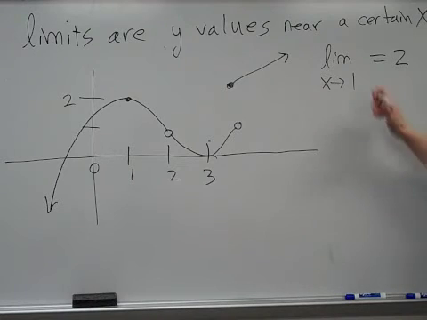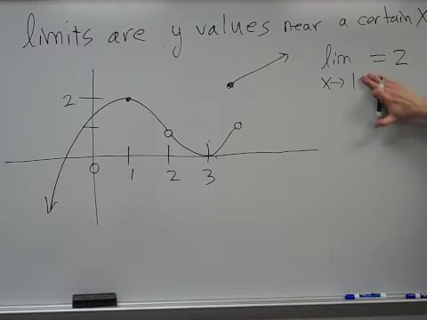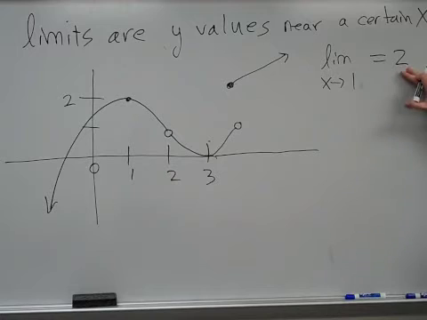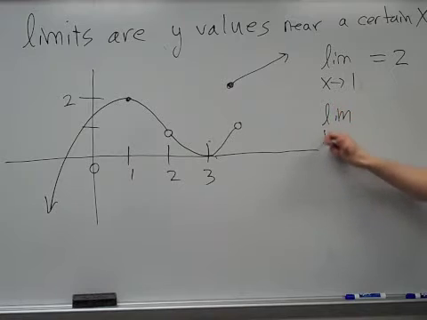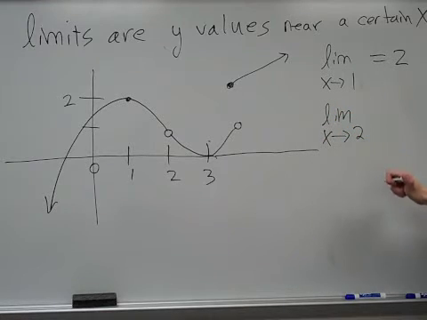It doesn't make a difference if I'm talking about being slightly to the left of 1, or slightly to the right of 1. Both the left-hand limit and the right-hand limit are 2. If the left-hand and right-hand limit match up to the same number, then that must be the overall limit. We can take a look further down on the graph at x approaches 2.